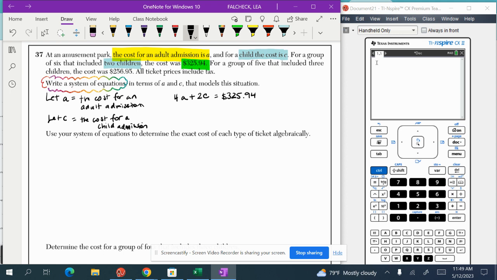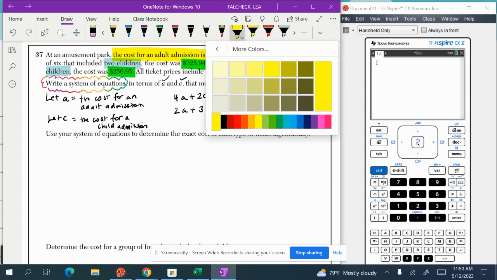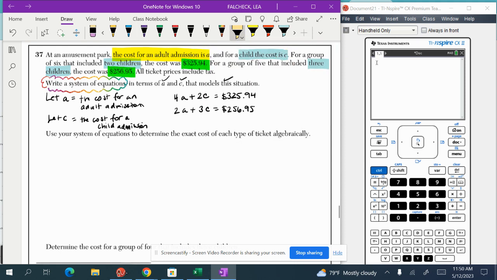For a group of five that included three children, if it's a group of five and there's three kids, there's got to be two adults, right? The total was $256.95. All right, cool. I have two equations in A and C that model the situation. I'm done. Here is my answer.